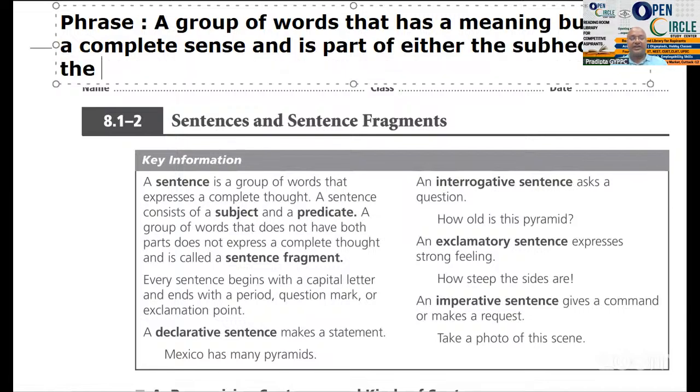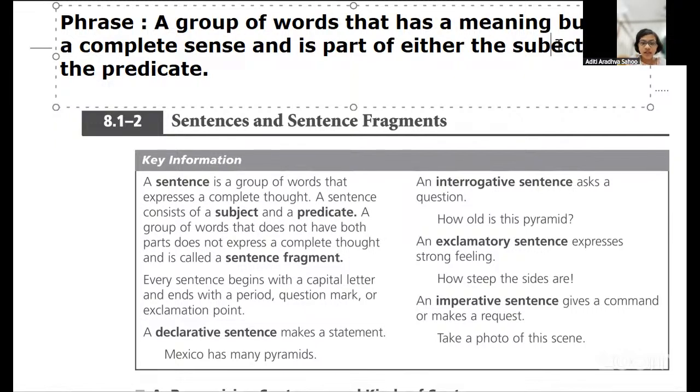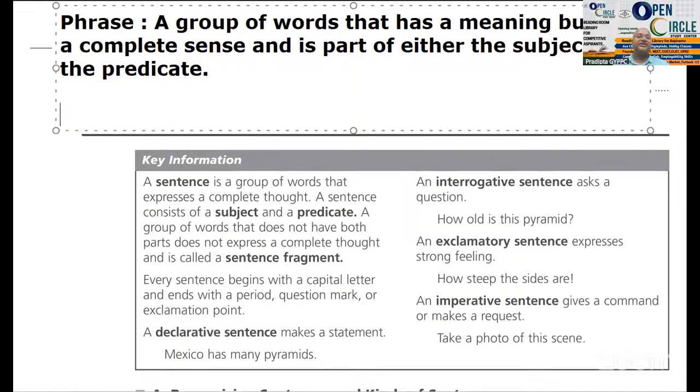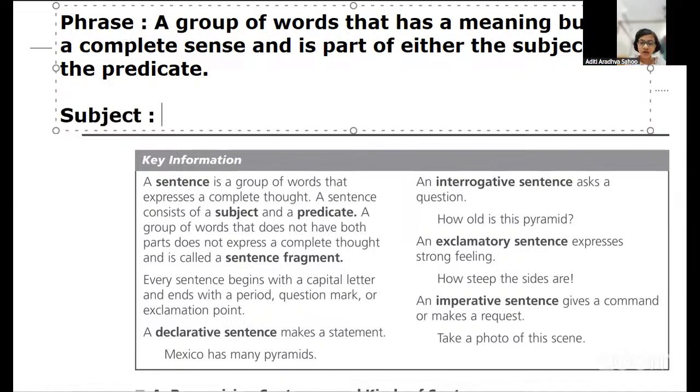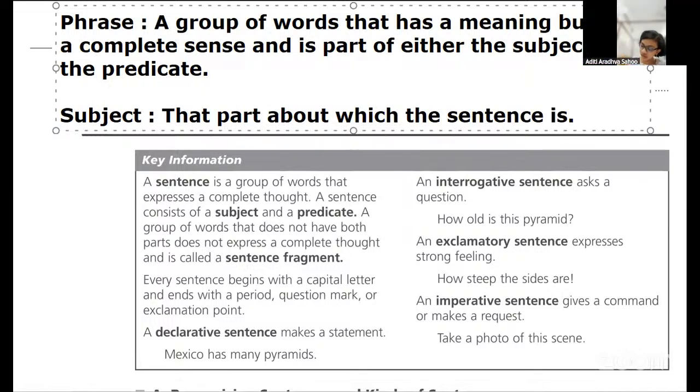A group of words that has a meaning but not a complete sense and is a part of either the subject or the predicate. So now that brings me to the question to you, Aditi, what is a subject? Sir, subject is a part of a sentence which consists of the first part or has a noun. No, it may not be in the first part always. Yes, sir. Subject is that part about which the sentence is. Am I correct? Yes, that part about which the sentence is.